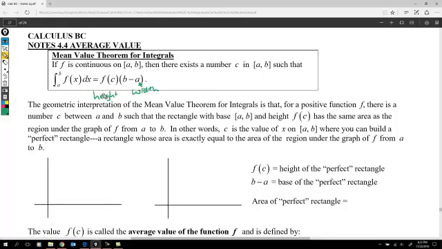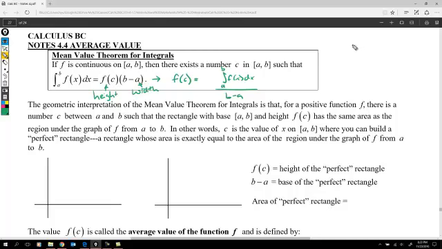Same deal. We've been dealing with rectangles this whole unit, and we're still dealing with rectangles. Now I can rearrange this a little bit into a form that you're maybe more familiar with. I could solve for f of c, and that's going to be the integral from a to b of f of x dx divided by b minus a. And now this is essentially what you've already done for average your whole life.